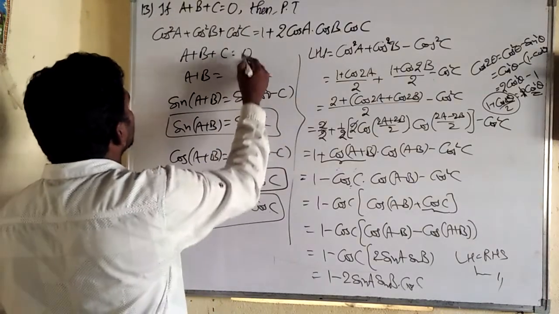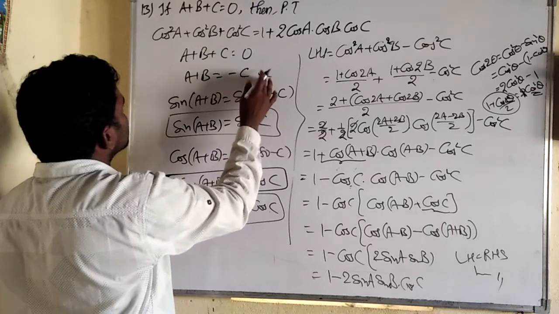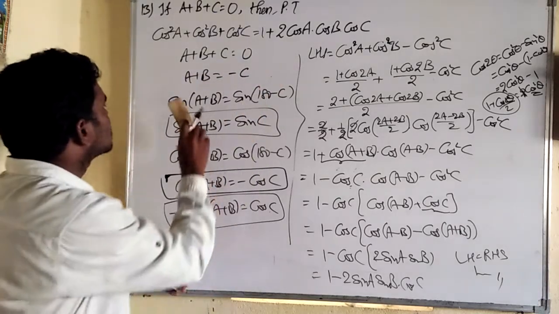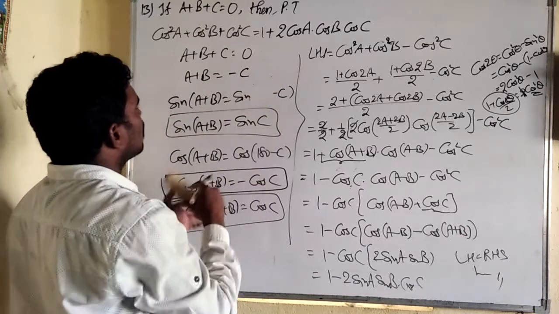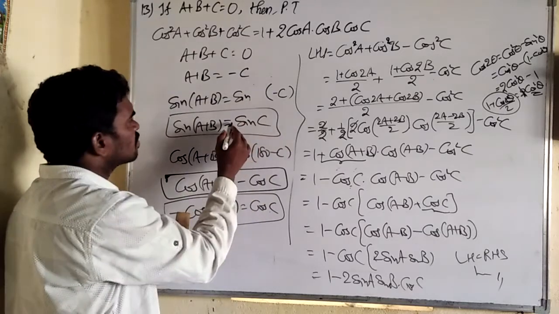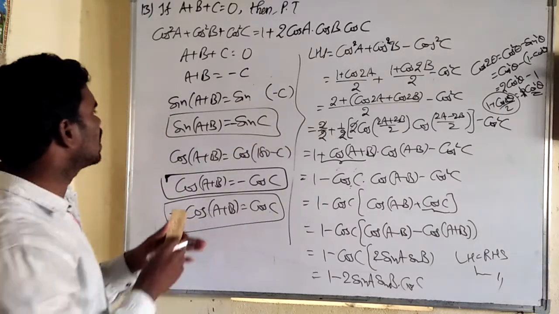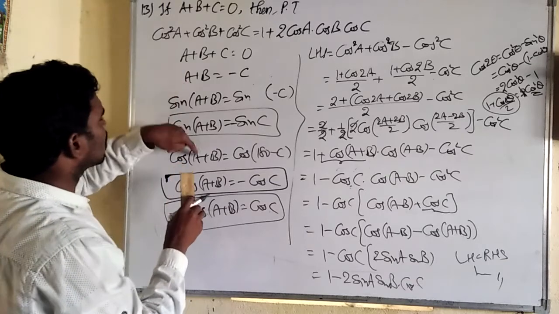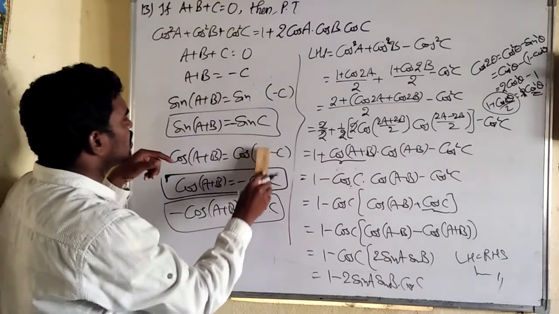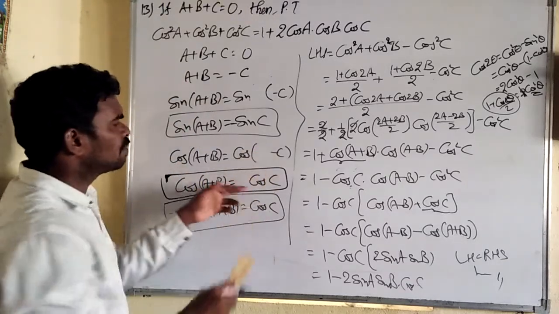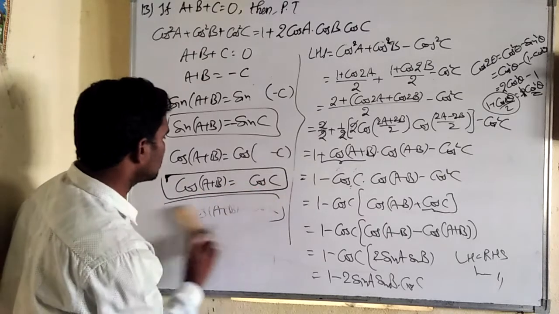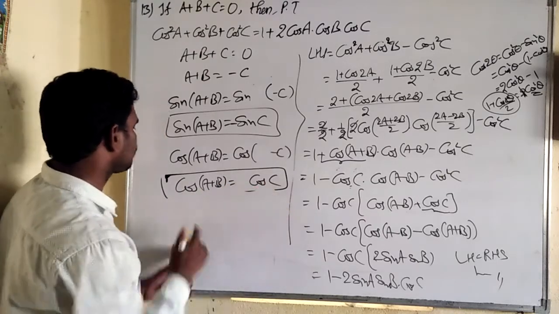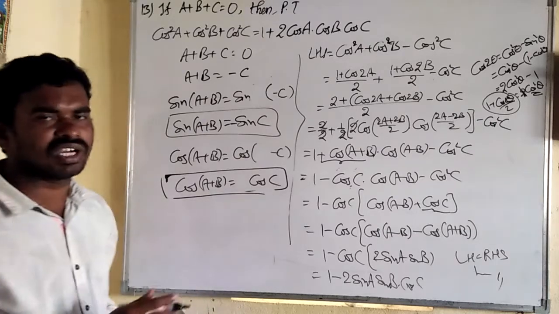So if you take 0 degrees, it becomes 0 minus c, which means we get only minus c. Then sin of a plus b becomes what? Sin of minus c. Sin of minus theta becomes minus sin theta. Similarly, if you apply cos, we get cos of a plus b equal to cos of minus c. So cos of minus c becomes plus cos c. Here we need no second term. That's why cos is called an even function.